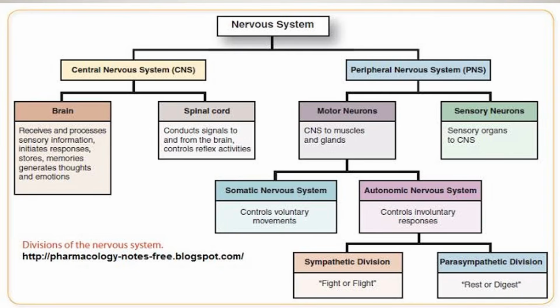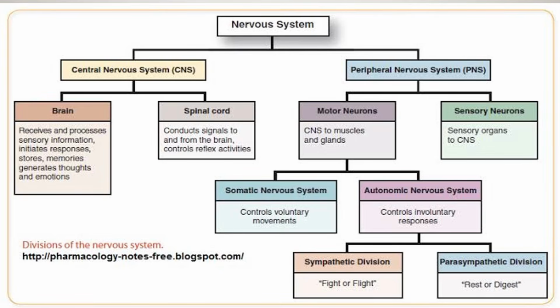Now, the peripheral nervous system is divided into two: the motor neuron and the sensory neuron. The motor neurons are responsible for carrying impulses from the CNS to the muscles and glands, while the sensory neurons carry impulses from the organs to the CNS. The motor neuron is further divided into two: the somatic and the autonomic.